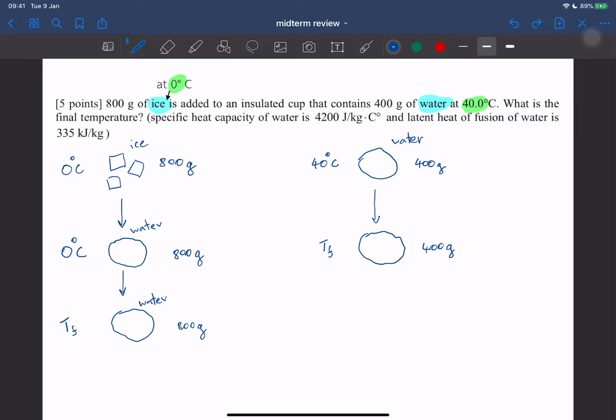Okay, now the first step I gotta calculate is this step. That's gonna be when ice melts, and how much heat do you need? Well, this is when phase transition happens. So you need to calculate Q equal to ML. And M is 0.8 kilograms, right? 800 grams. And the L is the latent heat of fusion, right? Fusion works for both melting and freezing. It's the same number. But for melting, that's the heat that you need to put in. So it's 335 times 10 to the 3 because it's kilojoules, right? Joules and kilogram are gonna cancel out. So this is what you get. And when you calculate this, you get about 2.68 times 10 to the 5 joules.